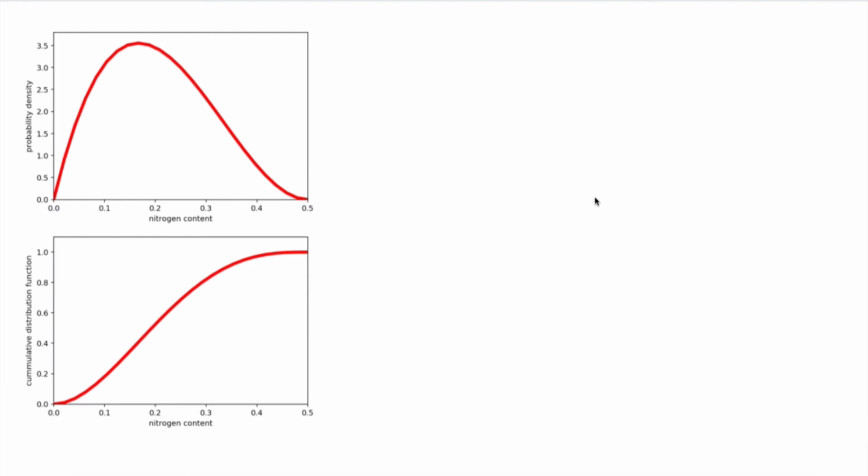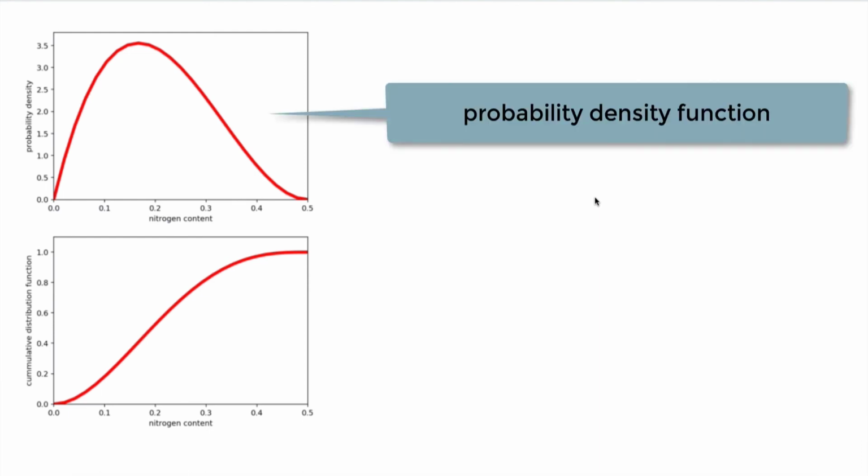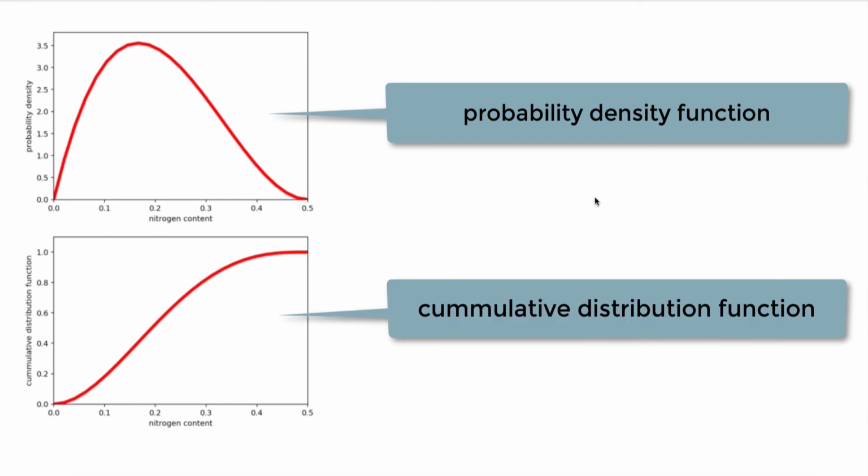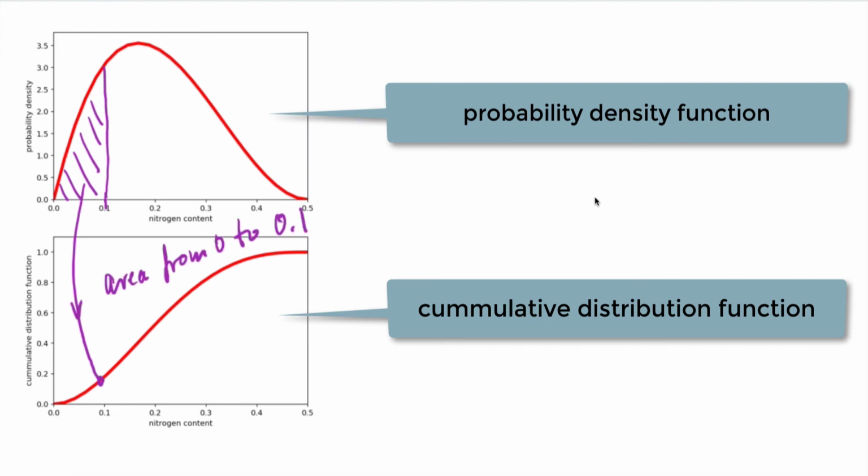Let's plot the two functions. So here on top is the probability density function. On the bottom is the cumulative distribution function. So how are they related? Well, for example, if I pick a value of 0.1 here, then the cumulative distribution is just the integral of this area. It's the integral from 0 to 0.1. And so this will be this value of the function.